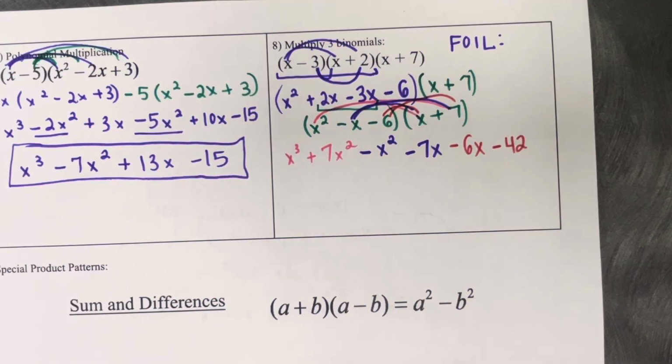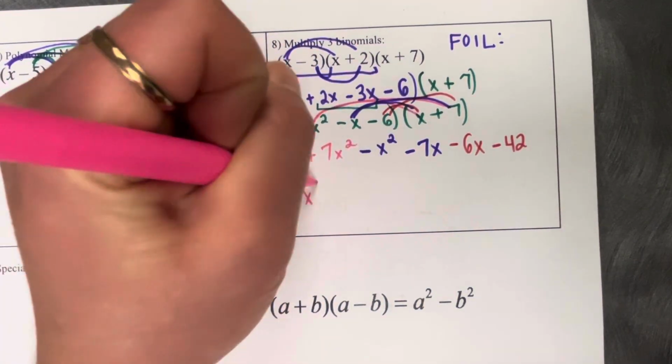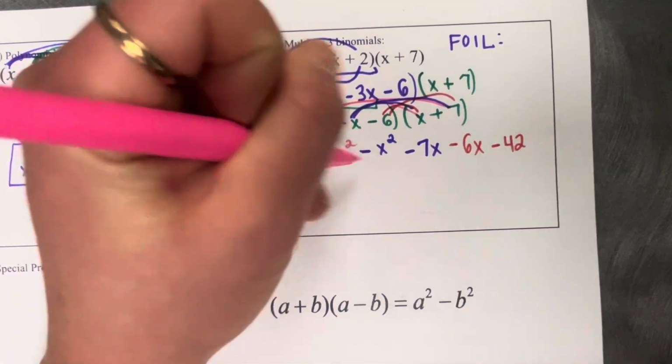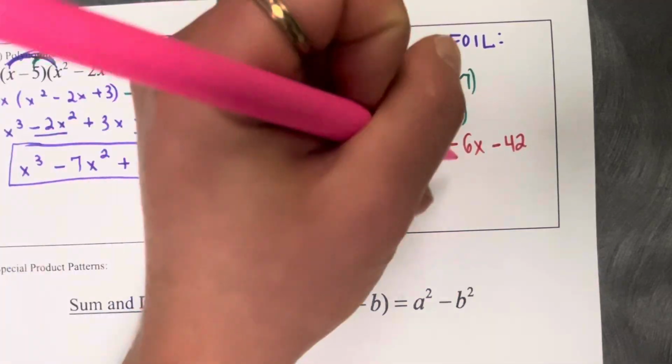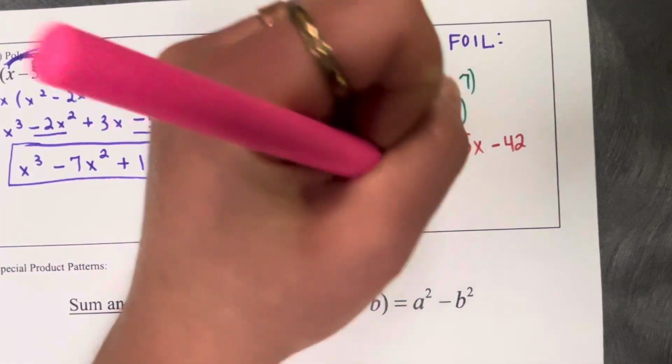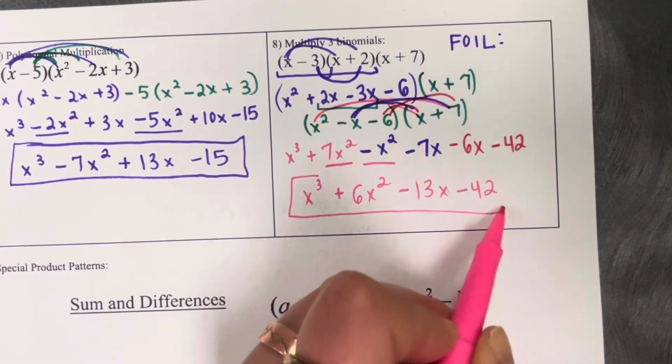Now we can combine like terms. Our final answer is x cubed plus 6x squared, and then negative 13x minus 42. Box in your answer.